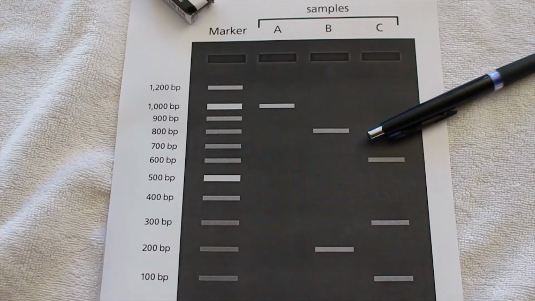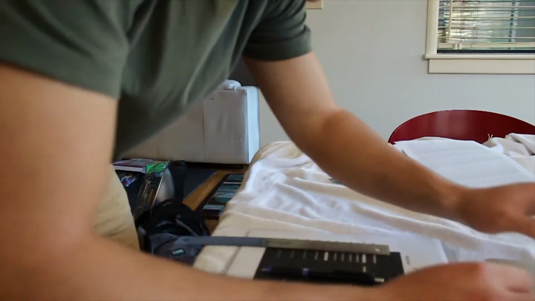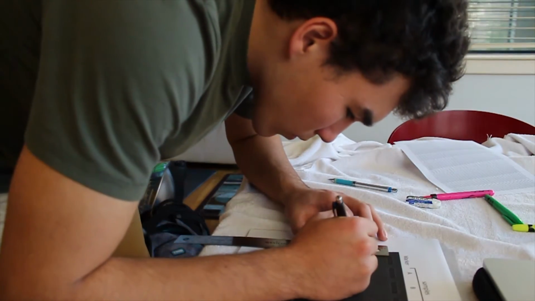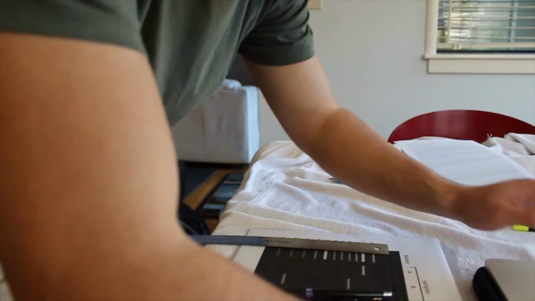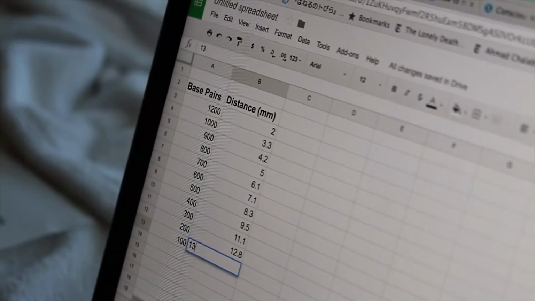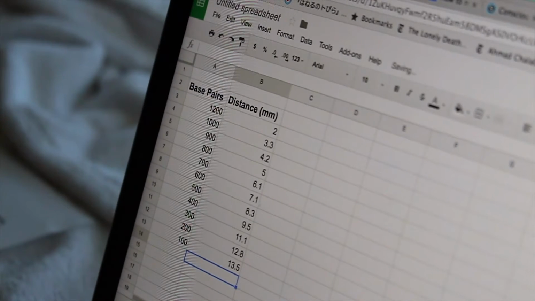Notice the well on the left contains a DNA ladder. This means that we know each band corresponds to a certain number of base pairs. The DNA bands with the largest amount of base pairs will travel the slowest through the gel. Now, Sean is measuring the distance from the bottom of the well to the rest of the DNA bands, and he records all of his data in a nicely organized spreadsheet.